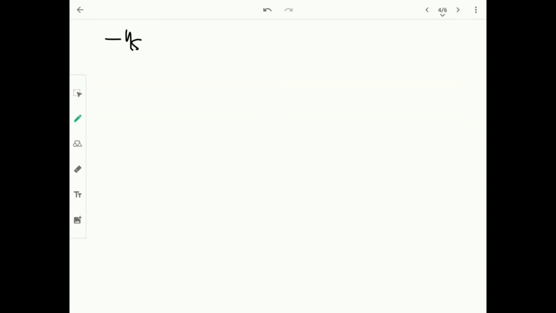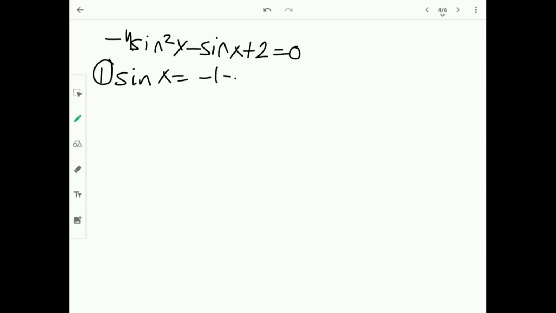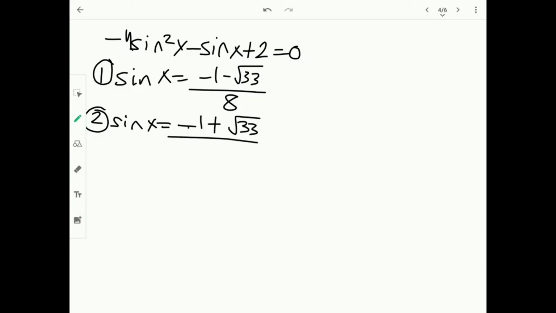Now that we have this equation, if we solve it, we should either get sine x, the first answer, is equal to minus 1 minus radical 33 over 8, or the second solution could be sine x equals minus 1 plus radical 33 over 8, sorry. And now what we should do is shift sine, the inverse sine, up and down. So let's do that right now.